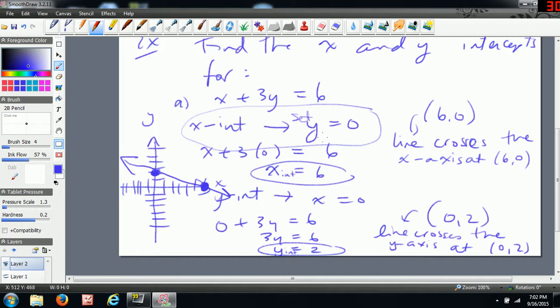So set y equal to 0 and solve for x, and then for the y-intercept, you set x equal to 0 and solve for y. Okay, so that's basically how you find your x and y intercepts. And like I said, you can even use that information to graph your line as well. Okay.